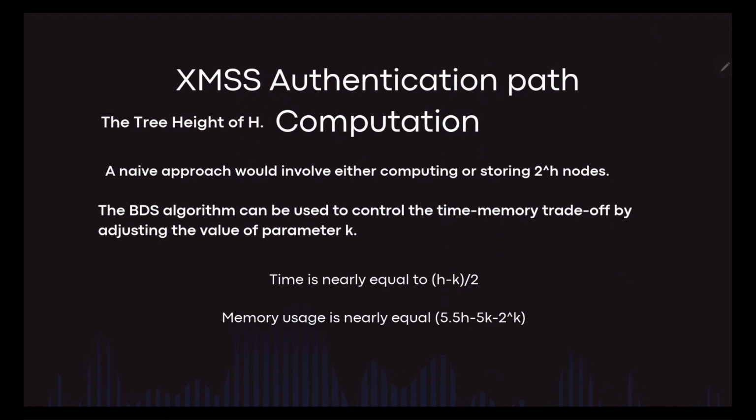Authentication path. The naive approach would involve either computing or storing 2 raised to h nodes. The BDS algorithm can be used to control the time and memory trade-off by adjusting the value of the parameter k. So the time is nearly equal to h minus k divided by 2 and the memory is nearly equal to 5.5h minus 5k minus 2 raised to k.